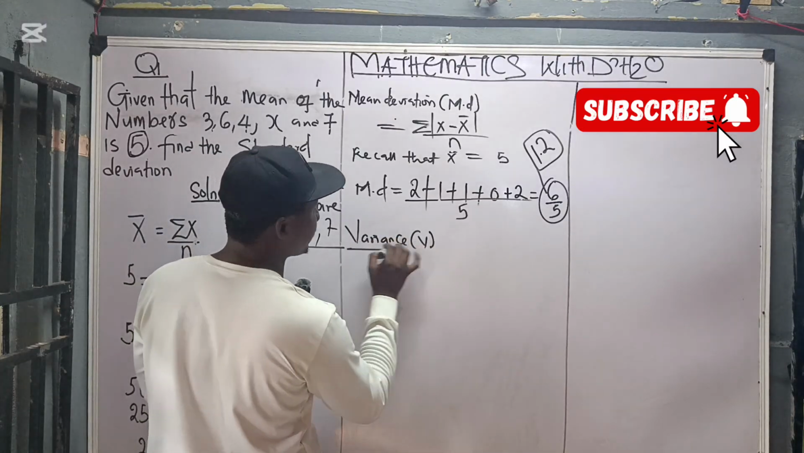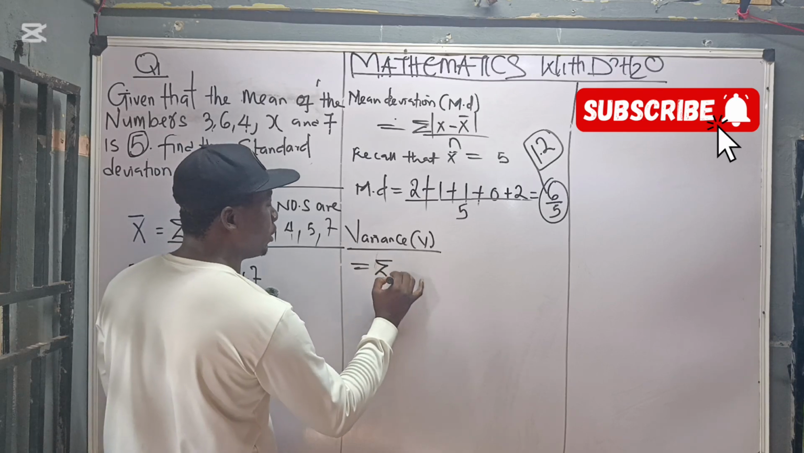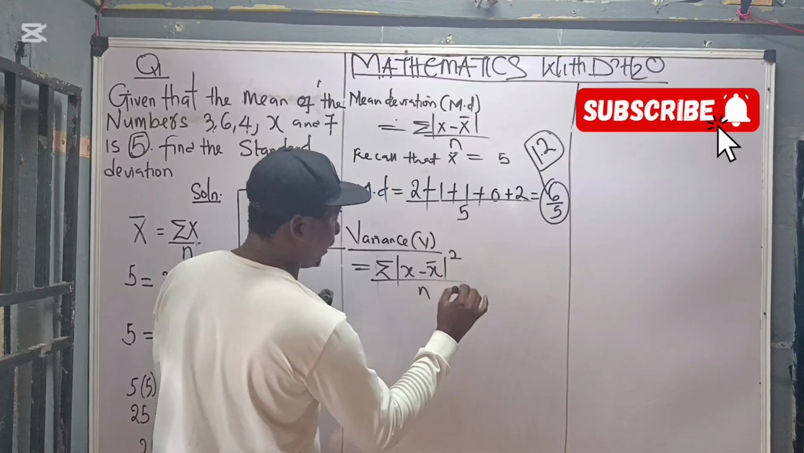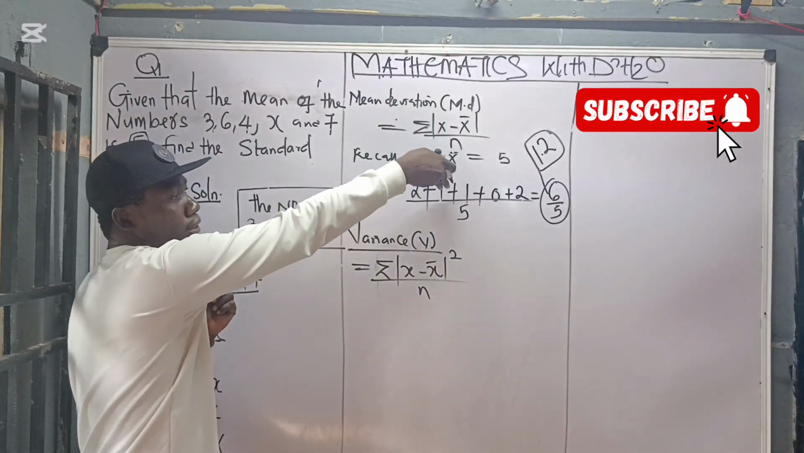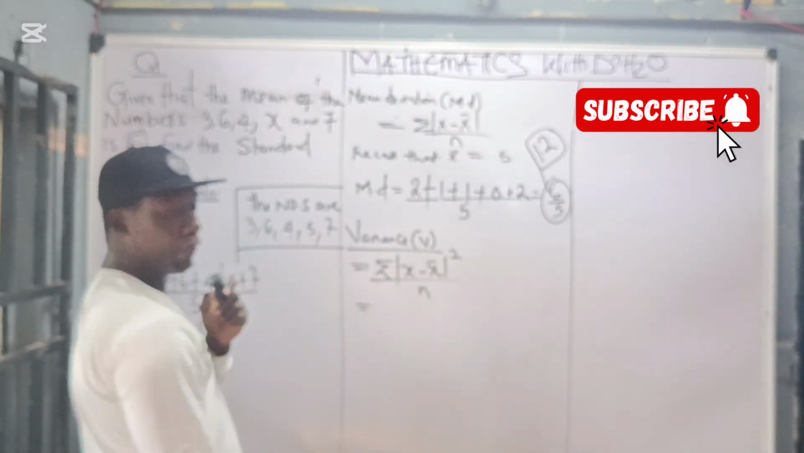Your variance is equal to the summation of (x minus x bar) squared over n. Yes, that's your variance. So very easy, similar to this, but the only problem is that you have to be squaring it, which is this one. So this will give us the first number.